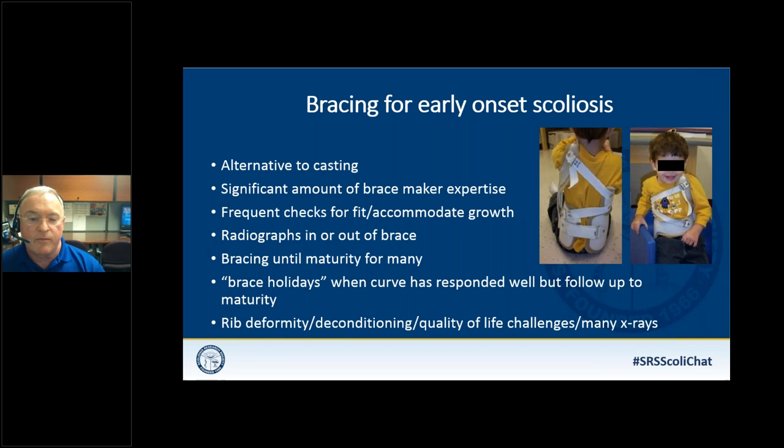Bracing is a challenging program because it has to be carried out in some cases to maturity. What can happen are brace holidays, where if the patient is responding to the bracing, we might be able to give them a holiday during the summer months, for instance. Some of the challenges include the rib deformities that can occur, the deconditioning aspect of being in a cast or brace, and the quality of life challenges with having to live much of their day in a brace. The other challenge, of course, is the many x-rays that a patient might accumulate over their lifetime.